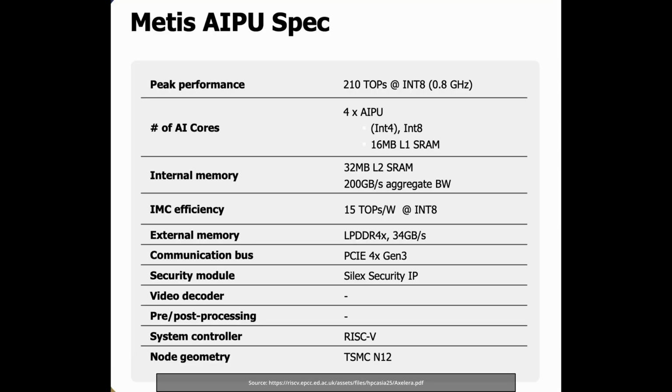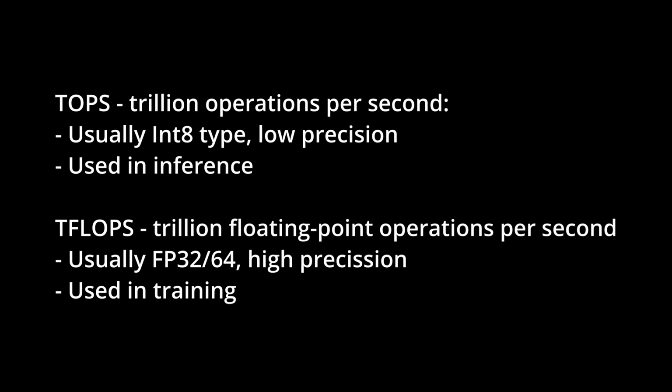Axelera AI claims that the chip has performance of about 210 TOPS. Now, why didn't I mention FLOPS? TOPS stands for trillion operations per second. Those are simple operations, usually on the int8 type. Simple operations on integers are used in inference, whereas FLOPS are used in the AI training process.